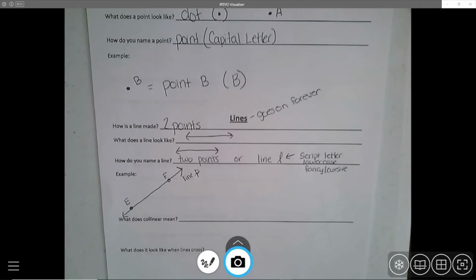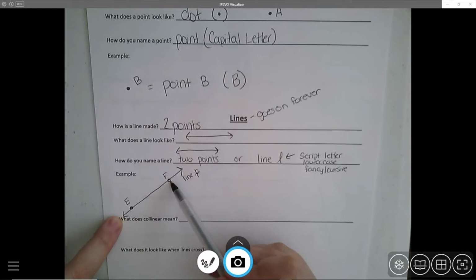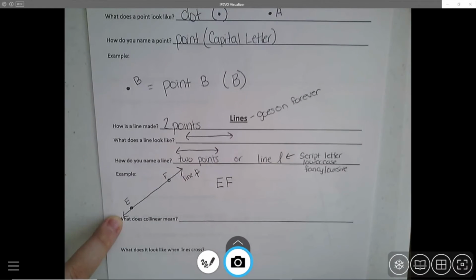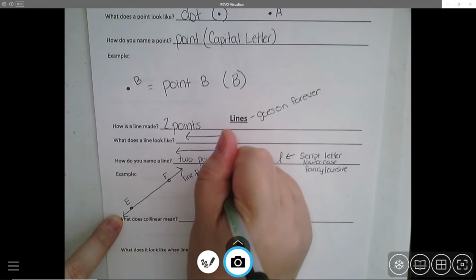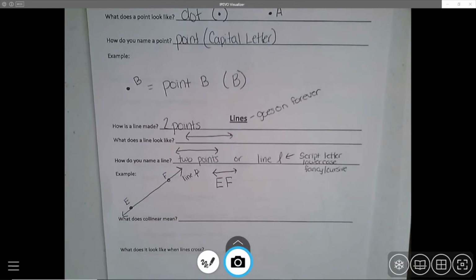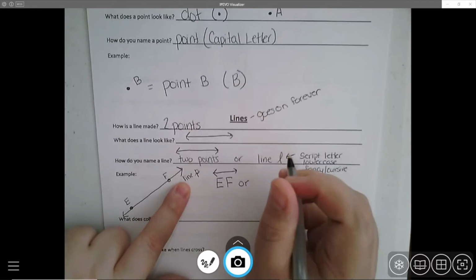Okay, so if you were naming this by 2 points, you choose any 2 points that are identified on the line, you write them in any order. So I could write this as EF or FE. It does not matter the order. Once you choose the order you want to use, all that you do is above it, you draw a little line symbol above it.